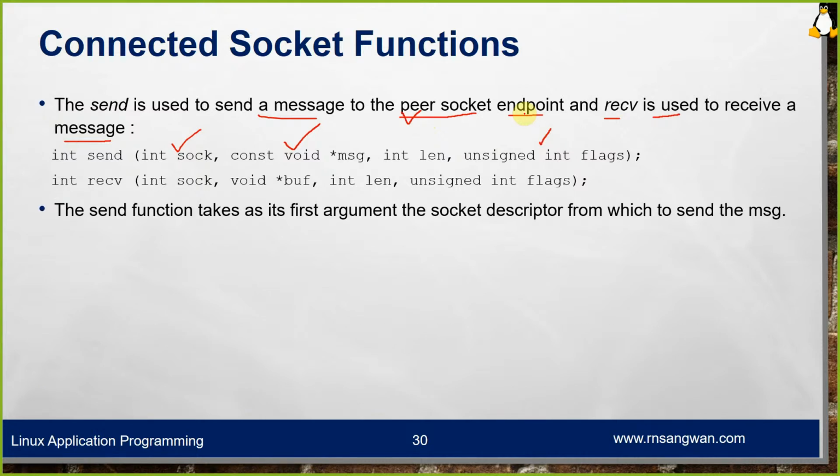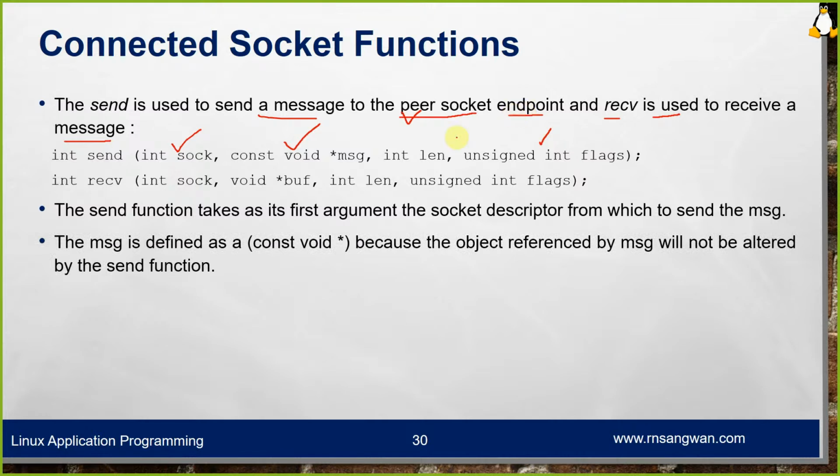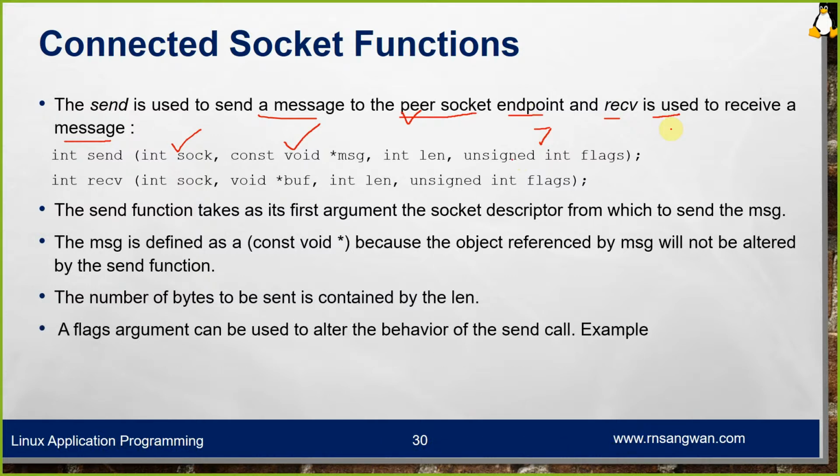The first argument of the send function is the socket descriptor from which to send the message. Message is defined as a constant void pointer, because the object represented by message will not be altered by the send function. Whatever it is, no data type, nothing, you just use a void pointer, and it will be used by the send function without any alteration. The number of bytes to be sent is contained in the length. A flag argument can be used to alter the behavior of the send call.